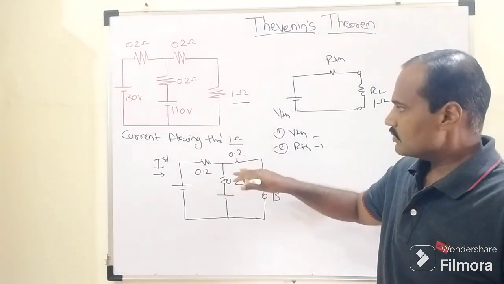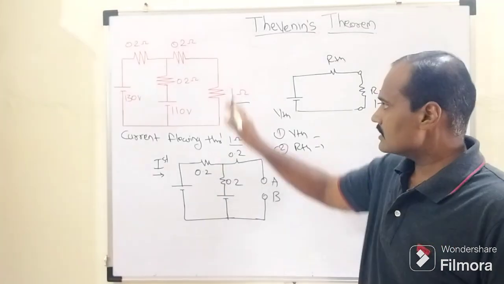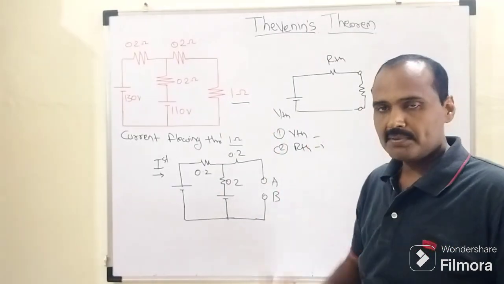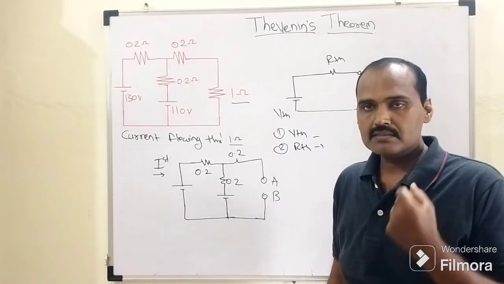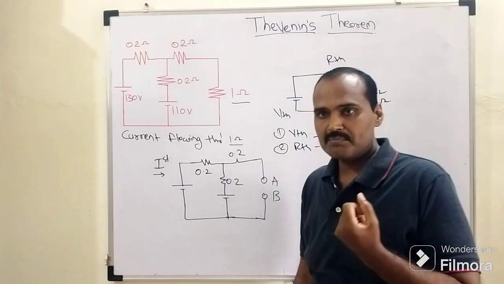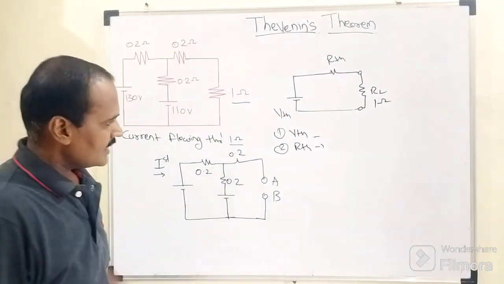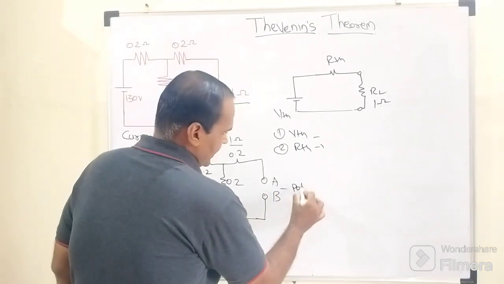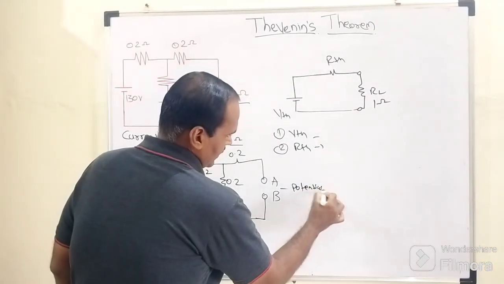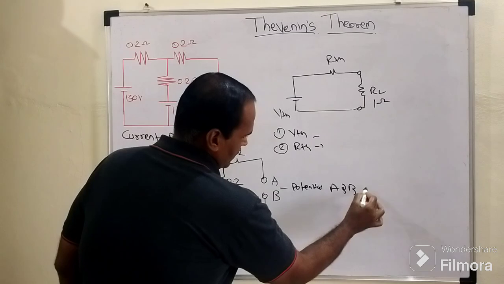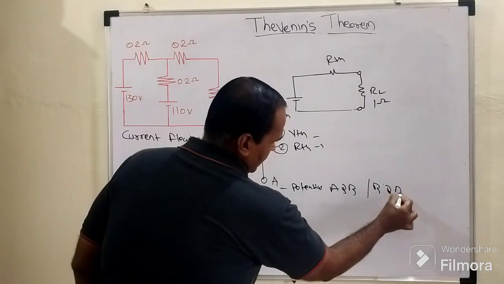Now, by taking into account this design strategy, once that 1 ohm resistor is replaced with these two open circuit terminals A and B, then after that what we need to do is determine the desired potential which is lying in between A and B or B and A.